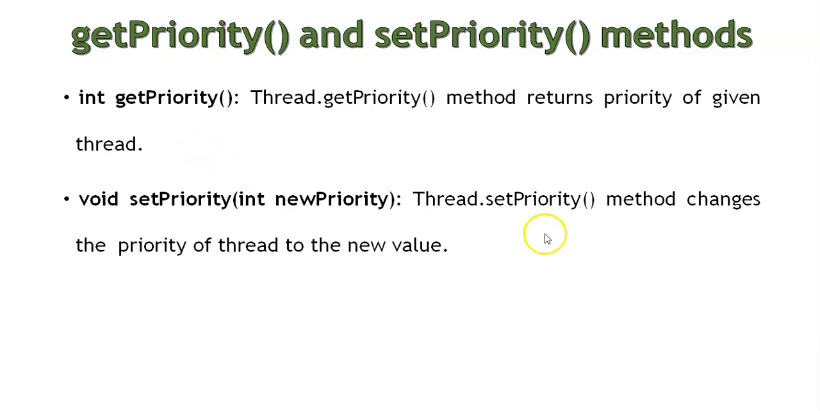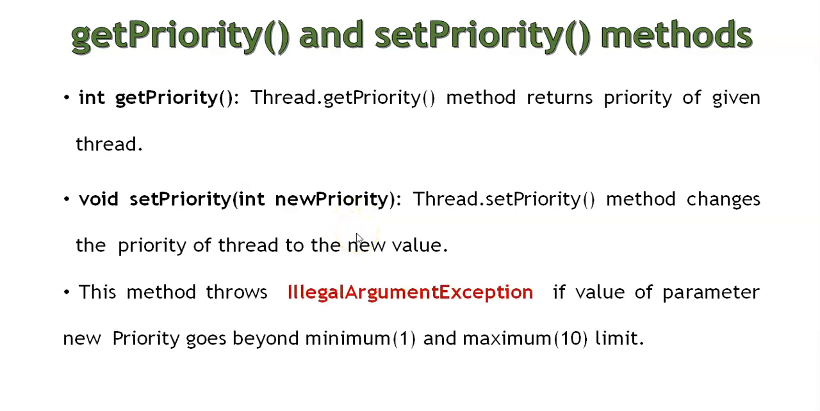The setPriority method changes the priority of a thread to a new value. So the new value is passed as an argument to the setPriority method. The priority ranges from 1 to 10. In case the setPriority method is given a value lesser than 1 or greater than 10, then it will throw an exception, that is, IllegalArgumentException.